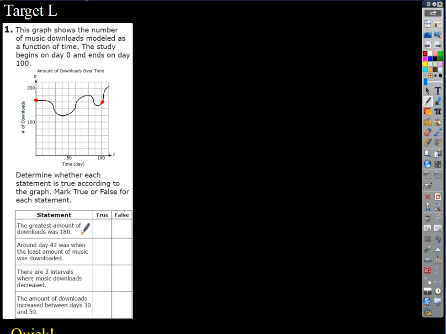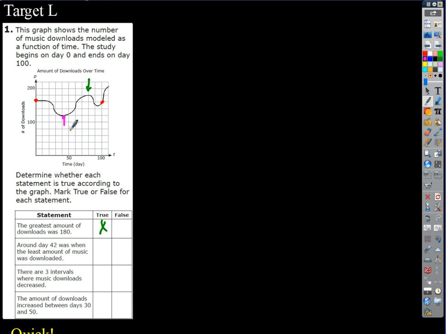False. Okay, so on our interval, it really is true, isn't it? Right? Because there's 120, 40, 60, 80. So in this case, it actually does work out that between 0 and 100, that one's true. Okay? Around day 42 was when the least amount of music was downloaded. So day 42, let's see, there's 10, 20, 30, 40, so that's about right there. And that looks good, doesn't it?